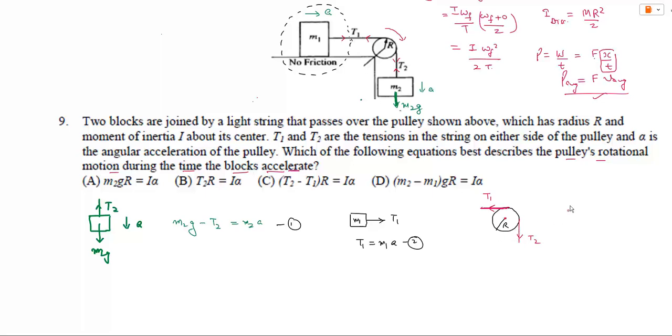So from here you can write T2 times R, because the perpendicular distance of this tension about the center of the disk is R, minus T1R, because that is the net torque acting here. That is equal to what? I times alpha. It is given, na? So from here you can write T2 minus T1 times R equals I into alpha.